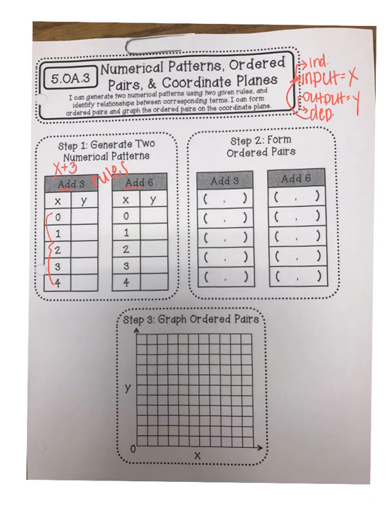So when my X is 0, I want to do 0 plus 3. What is 0 plus 3? It's 3. So my output, my Y value, is 3. 1 plus 3 is 4. 2 plus 3 is 5. 3 plus 3 is 6. 4 plus 3 is 7.